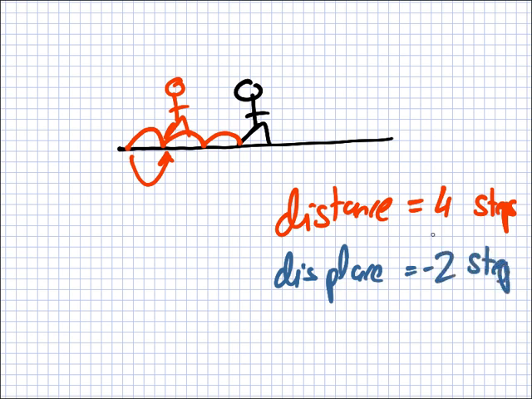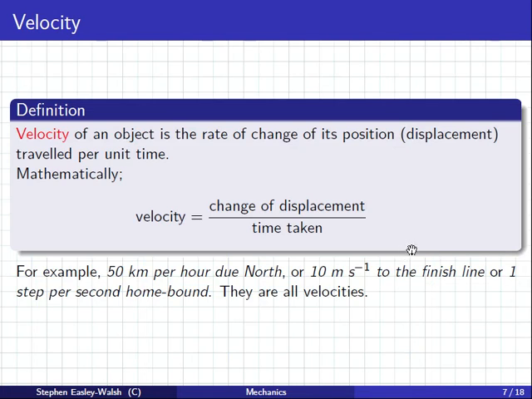Why? Because it's to the left. If we picture it like this, that would be minus 2, and over here would be plus 2. Okay, so we understand the difference between distance and displacement? You've probably seen this before.